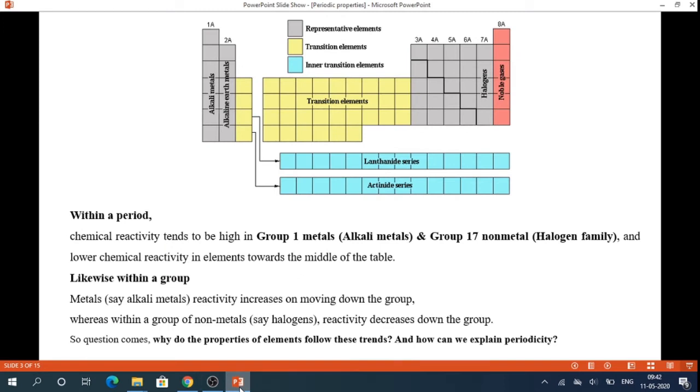If you look at the periodic table, chemical reactivity tends to be high in group 1 metals and group 17 non-metals, and lower in elements toward the middle of the table. Likewise, within a group of alkali metals, reactivity increases on moving down the group, whereas within a group of non-metals, the halogen family, reactivity decreases down the group.